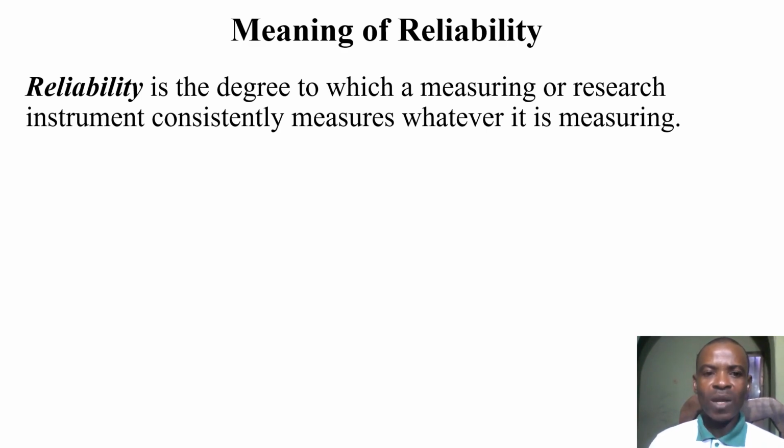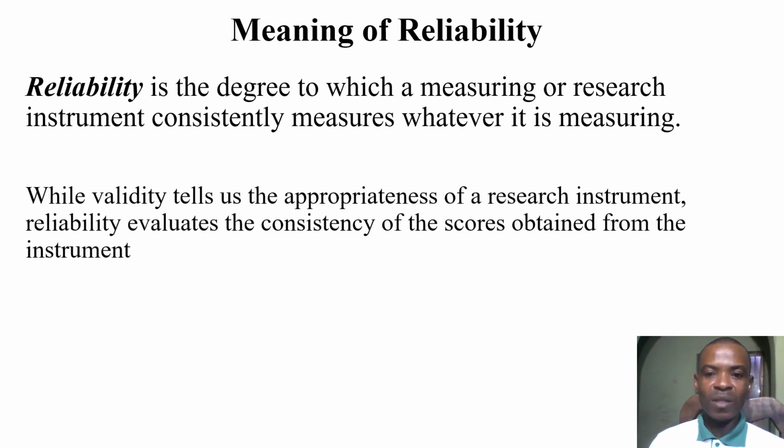This word, consistently, could mean that the instrument should be able to be used in a particular study to measure a given construct, and at the same time, in another study, it will still give the same result. Where such an instrument could not do the same in the two studies, you cannot say that the instrument is reliable.